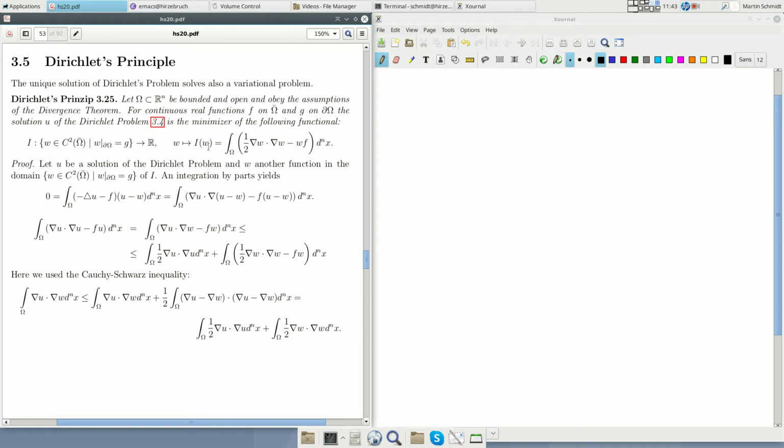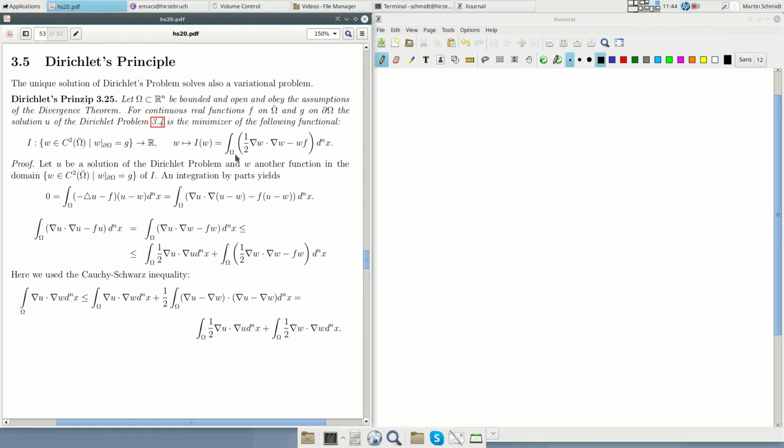And so we associate to the function w, which should be twice continuously differentiable and extend with all partial derivatives up to order 2 to the closure of omega, and on the boundary it should be equal to g. Then the functional is this expression. It's an integral over the square of the gradient minus w times f, and we integrate this over the domain.